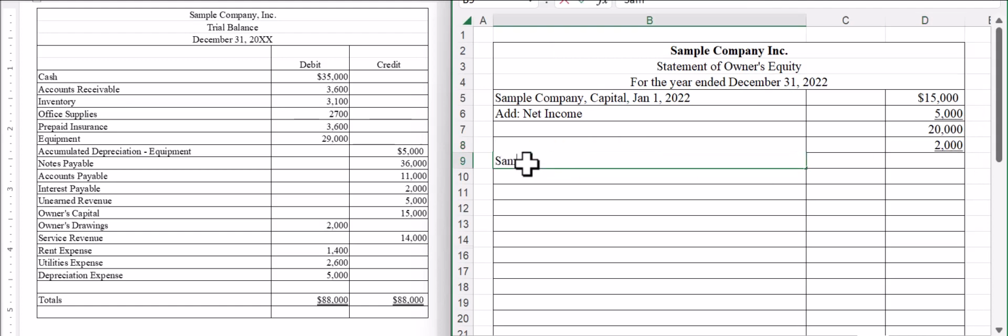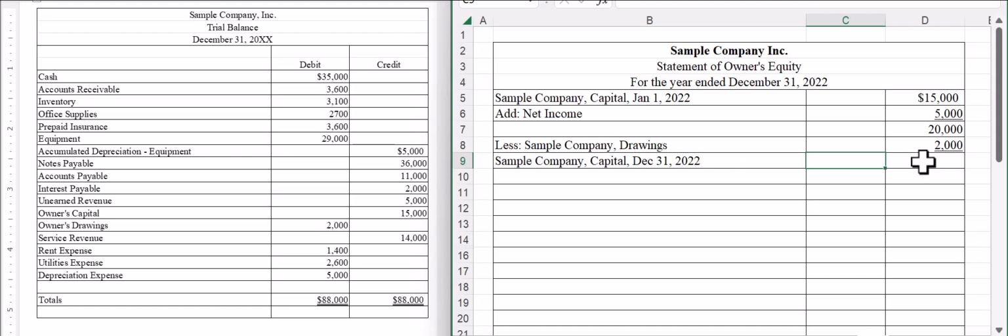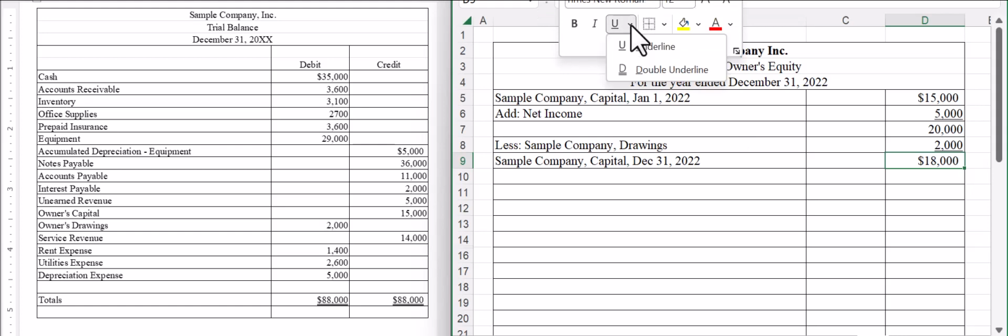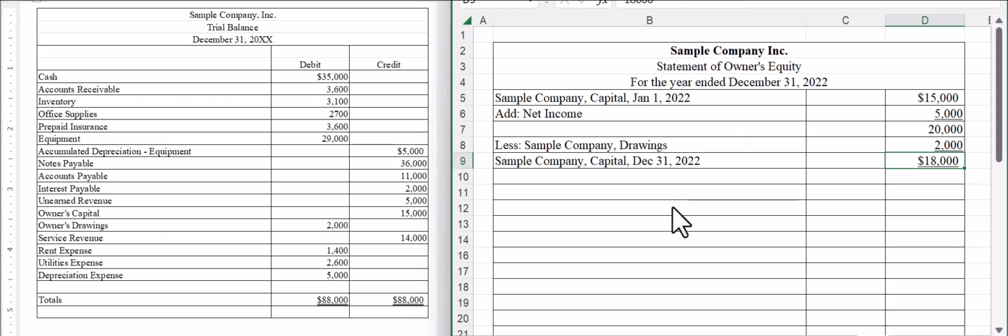So this last line is called Sample Company Capital, and this is for December 31st, 2022. So we always start with our beginning capital and then we end with our ending capital. So $20,000 minus $2,000 is $18,000. As always, I need a $ sign and I need a double underline for the final number on the financial statements.